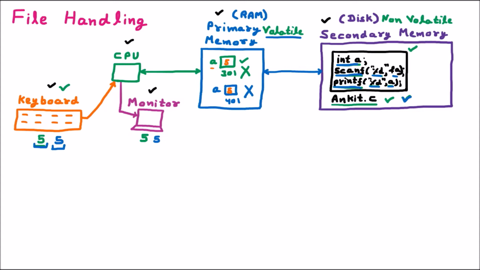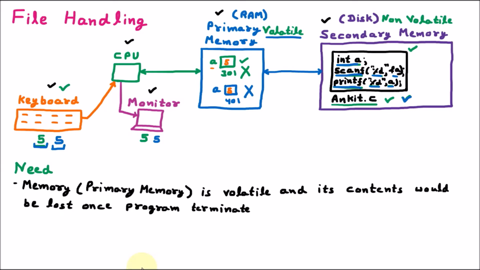Let us suppose that today I am giving some input. Tomorrow I will come, and that input is not there. So that's why we have file handling. Now we are learning what the need for file handling is. We need file handling because the memory is volatile and its content would be lost once the program is terminated.